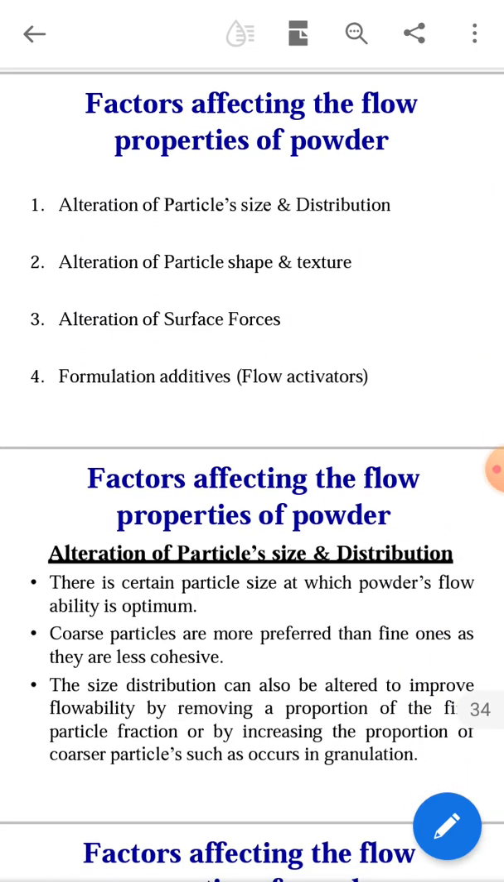Factors affecting the flow properties of powders: alteration of particle size and distributions, alteration of particle shape and structures, alteration of surface forces, and formulation additives, meaning addition of flow activators.